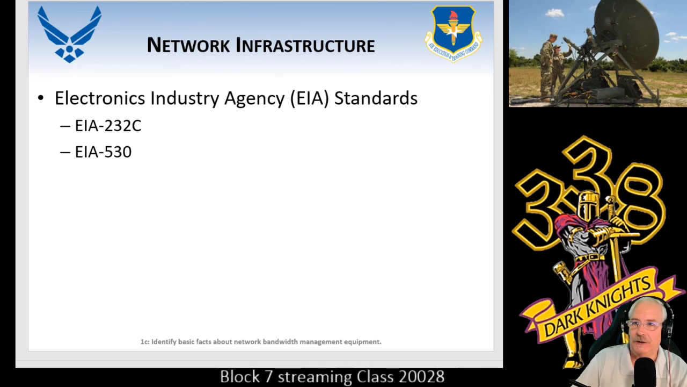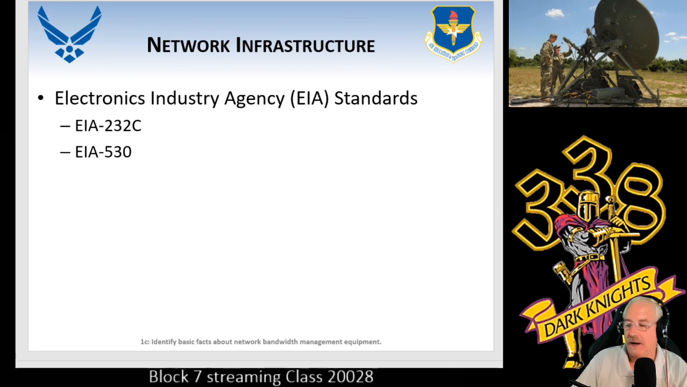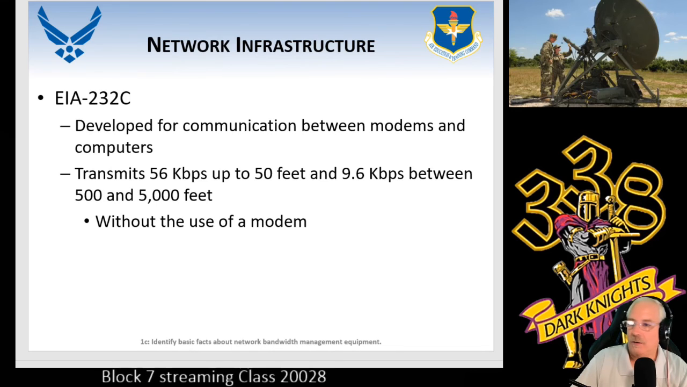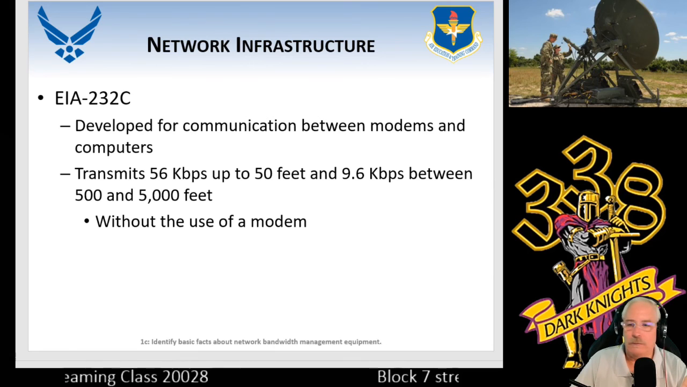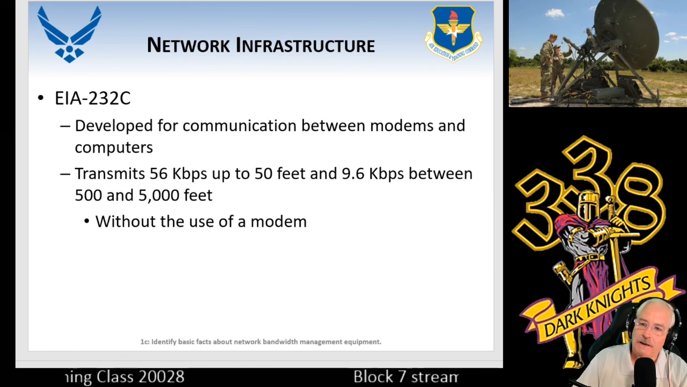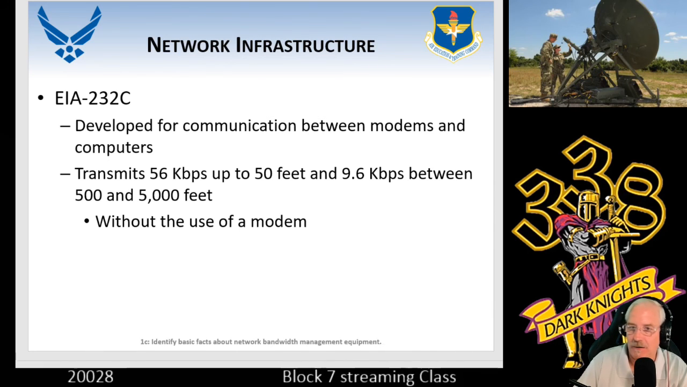Let's take a look at the network infrastructure. We got 2 here: the EIA 232 Charlie and the EIA 530. You're going to be seeing the 530 pop up on the NSM for us today when we go through the tech order. The EIA 232 was back in the day when computers started becoming prevalent. And when I say prevalent, we had only X amount of capability. This is where the old 56K dial-up came into play.